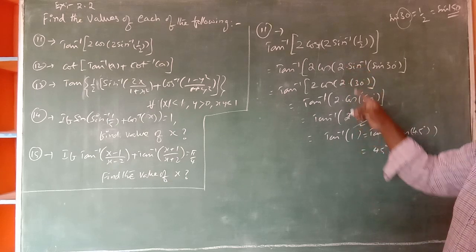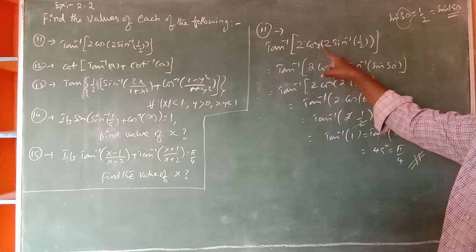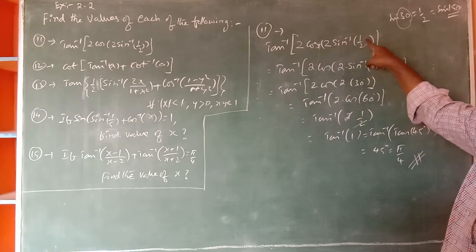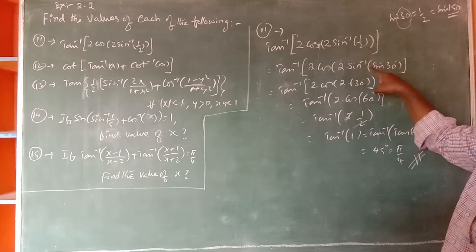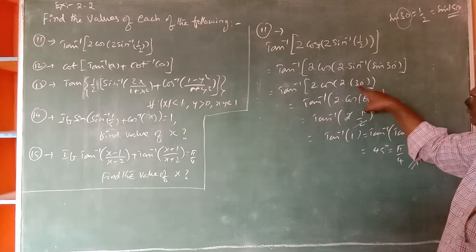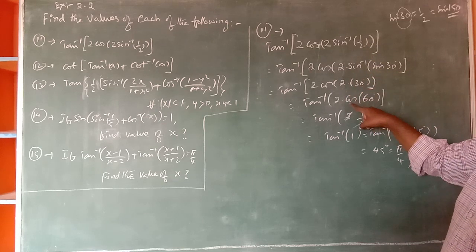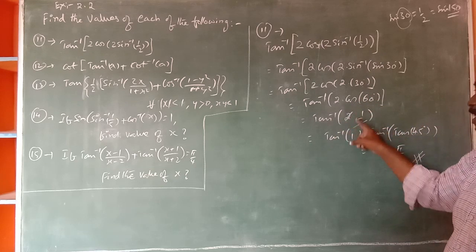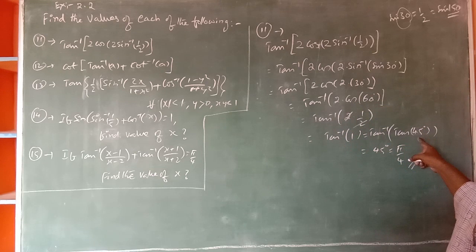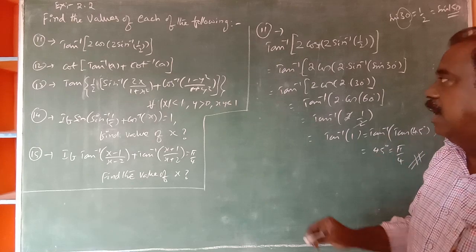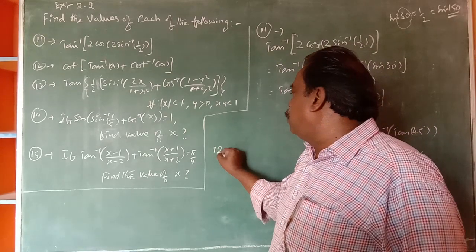Simply you can follow: tan inverse of 2 cos 2 sin inverse 1 by 2. Sin inverse 1 by 2, 1 by 2 is sin 30. Sin inverse sin cancels, we get 30 degrees. 2 into 30 is 60 degrees. Cos 60 is equal to 1 by 2. 2 cancels. Tan inverse 1, 1 is again tan 45. Tan inverse tan cancels, we get 45, that is pi by 4. Next, we go to the 12th problem.